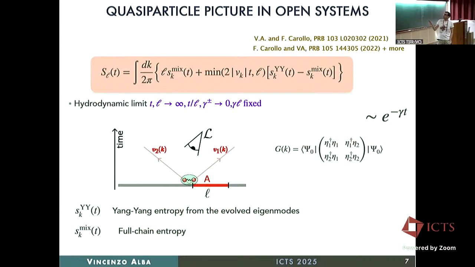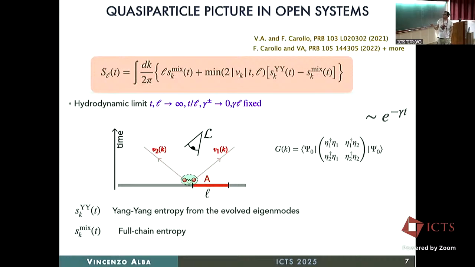This other term actually has the same structure as the one that you have in the unitary case. You see, you have a min of 2 v_k t and l, where v are the same as before. You would interpret this as the entanglement shared by the quasi-particles. But unlike the unitary case, now you have two pieces with a minus sign. This is the same as this, so it's the density of entropy of the full system. This is a renormalization, due to the action of the environment, of the entanglement entropy that you would have without the bath, okay?